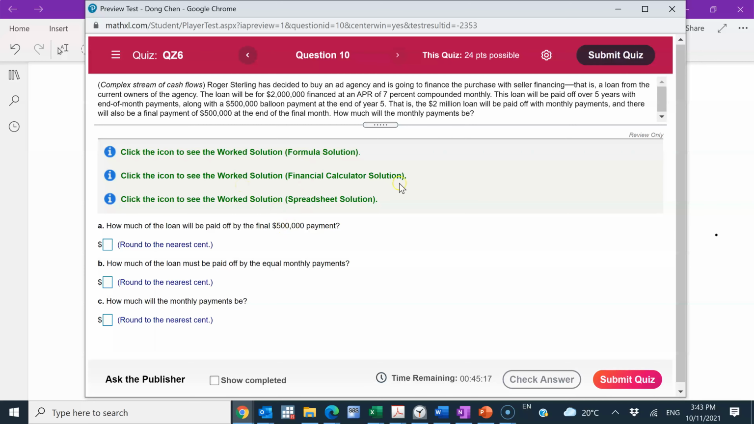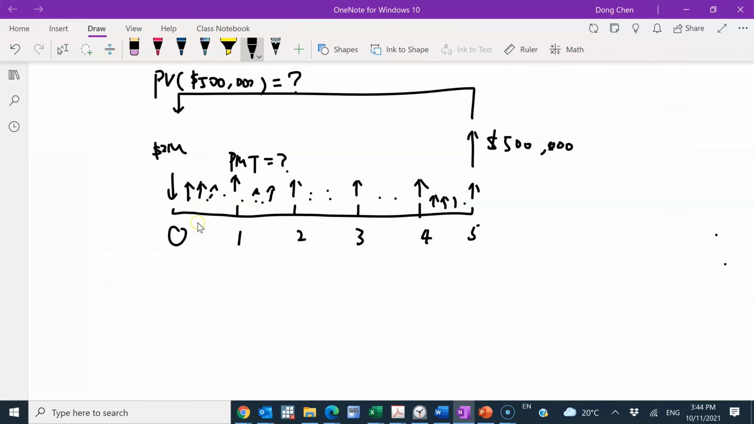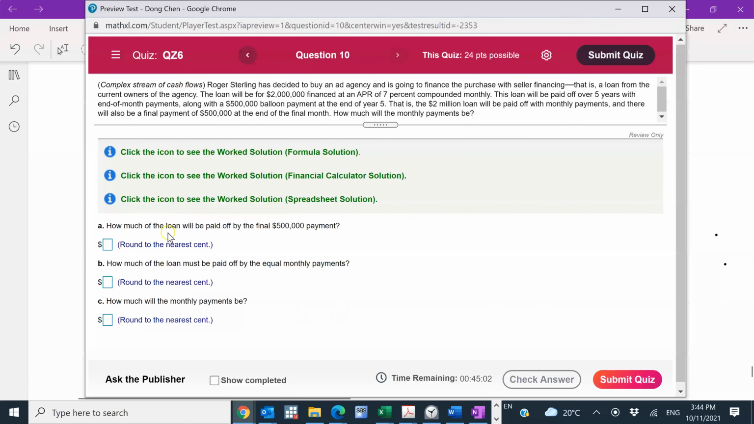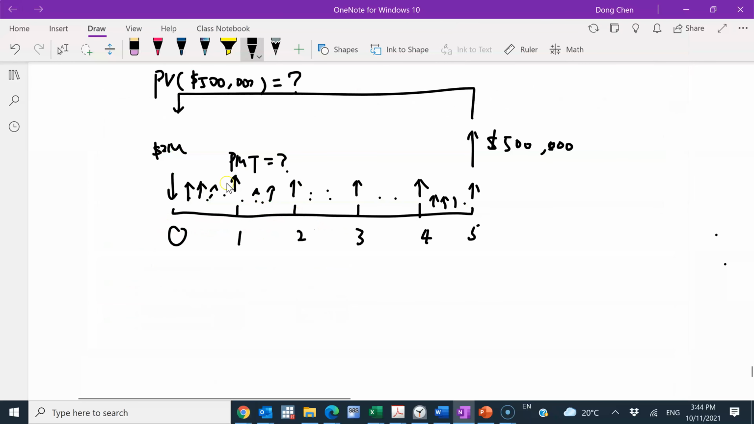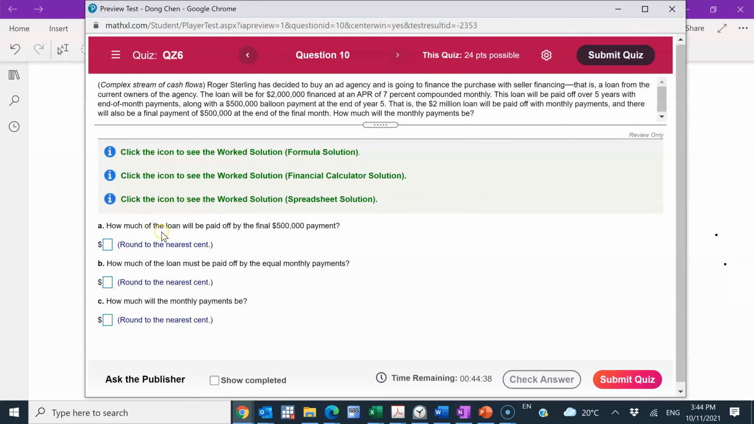With that realization, and also with the realization that we are borrowing the loan at the current moment, the $2 million is the money we borrowed now. So when we speak of the loan to be paid off by this balloon payment, we should probably look at the equivalent value of this balloon payment at the current moment. We know that's called present value, right? That's why I wrote here PV of $500,000. So the question part A is actually asking what is the present value of this $500,000.